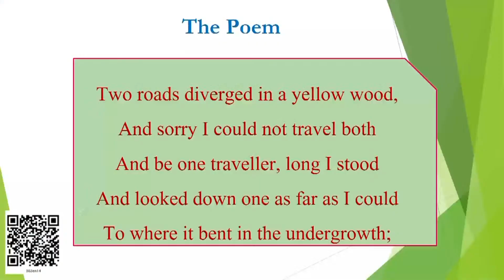Now we will move on to the poem, The Road Not Taken. Let's read the first stanza first. Two roads diverged in a yellow wood, and sorry I could not travel both, and be one traveller, long I stood, and looked down one as far as I could, to where it bent in the undergrowth. You can see that there are 5 lines in this stanza. This is the whole first stanza you can see on the slide. I am repeating the lines again.